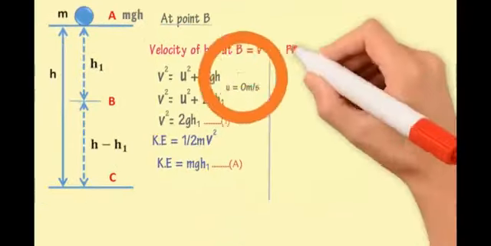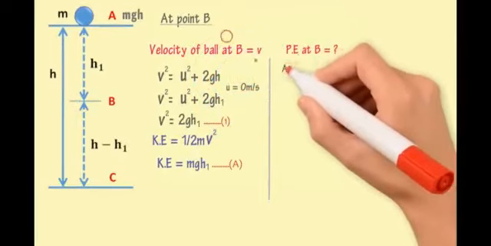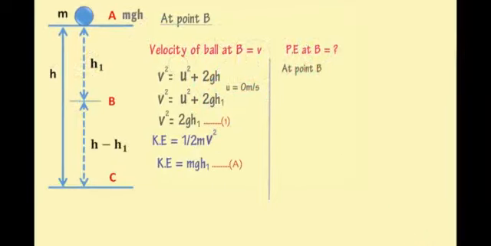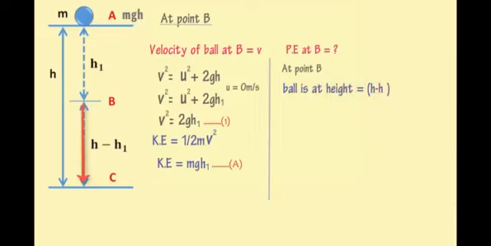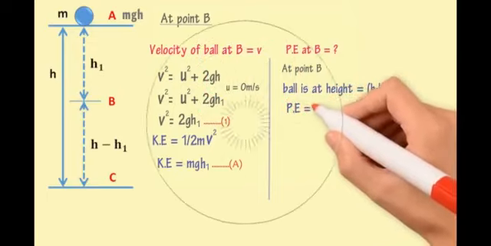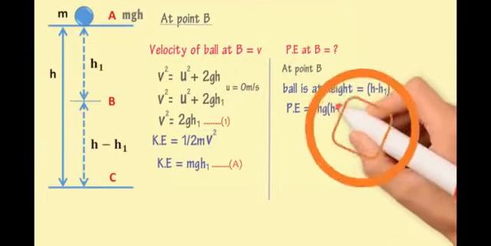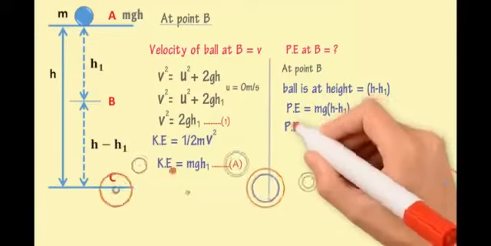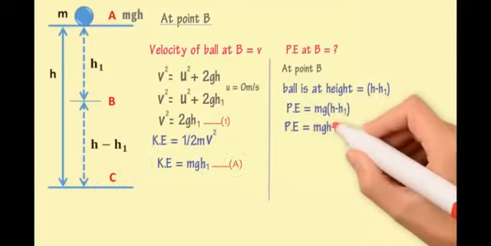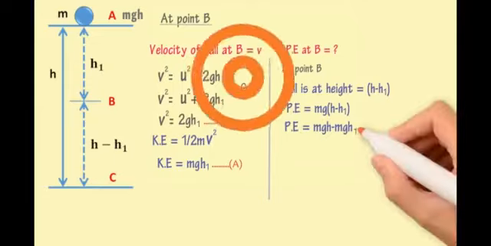Now what about potential energy at B? At B, the ball is present at a height of h minus h1. Hence its potential energy is equal to mg times (h minus h1), or potential energy is equal to mgh minus mgh1.